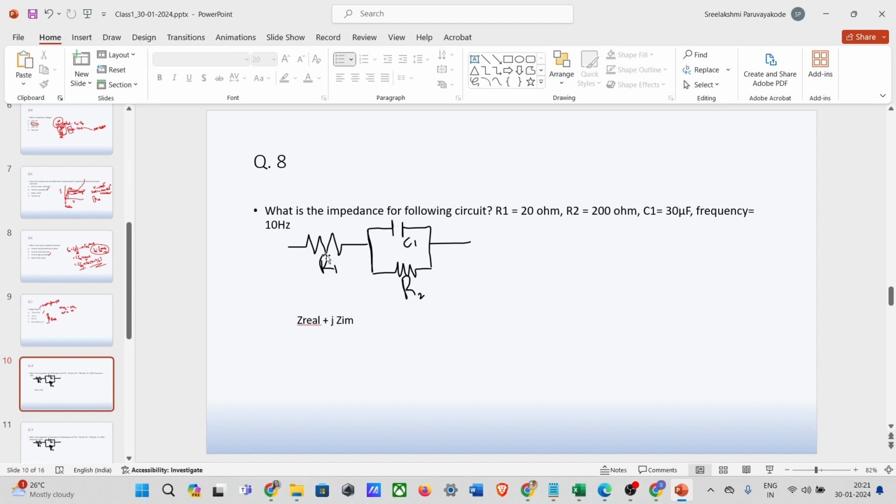Or another way to approach is, when you know it is parallel, in terms of admittance, you can say that the net admittance of this parallel system is the sum of the admittance of the capacitor plus the admittance of the resistor. You can then add them, then take the inverse of the net admittance to find the impedance of the system and add it to the impedance of R1. Anyway, that's up to you. You can either follow the impedance method or the admittance method.